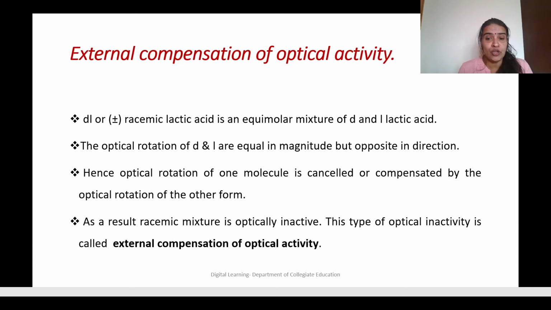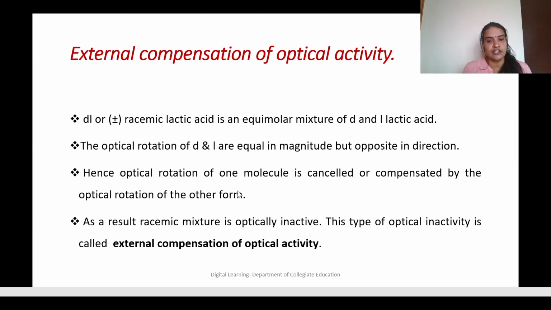Now, an equimolar mixture of the D and L forms of the enantiomers will be termed a racemic mixture, or a D and L equimolar mixture of lactic acid can be termed as racemic lactic acid, which is represented by plus minus lactic acid, or DL lactic acid racemic mixture. The optical rotation of D and L are equal in magnitude but opposite in direction.